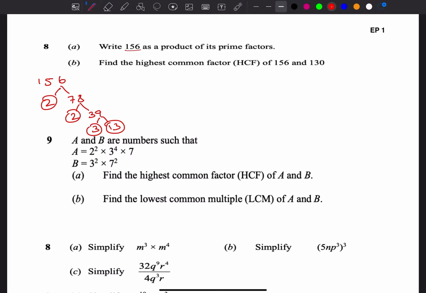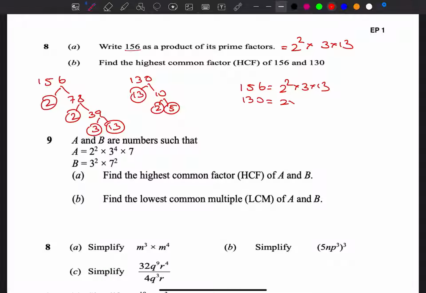Prime numbers. So 2 to the power 2 times 3 times 13. Then we could do 130 here as well. 130 is 13 times 10, prime number. 10 is 2 times 5, primes. 156 is 2 squared times 3 times 13. 130 is 2 times 5 times 13.